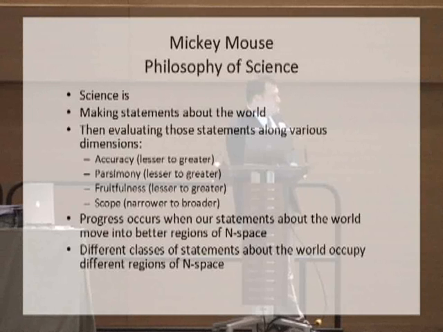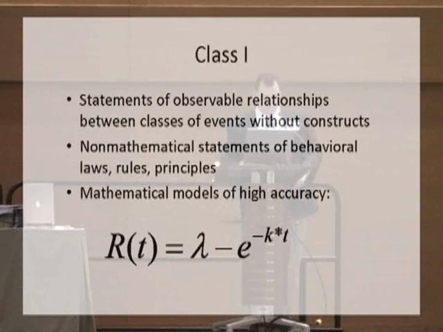And so when we think about our statements about the world, we can say that they occupy a region in a hyperspace where we plot the dimensions as maybe orthogonal vectors to each other. There's some region in space that your theory or your statement occupies. Hopefully, as we go through time in this field of behaviorism, behavior analysis, learning psychology, our theories or our statements about the world come to occupy better and better regions of this hyperspace. Now, there are, though, different areas in hyperspace occupied by different classes of statements about the world, and I wanted to walk through those.